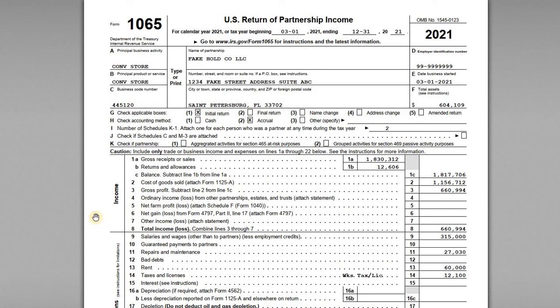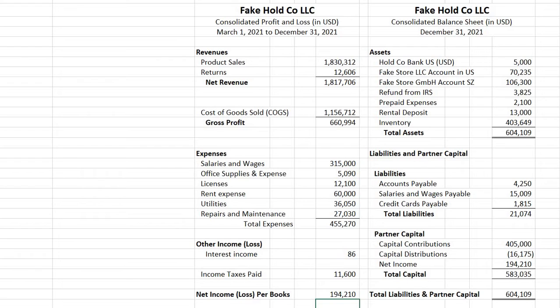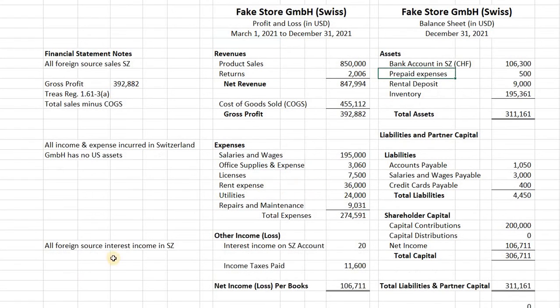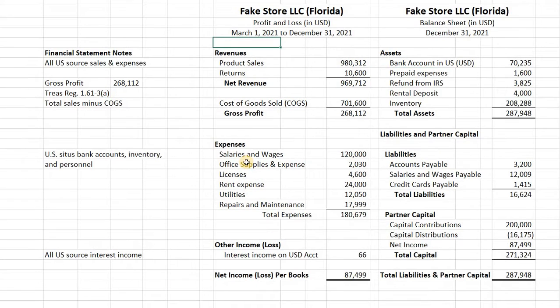So I think the first thing that we'll start with here are the financial statements themselves. Again, what we have here is three sets of financials. This is a consolidated one, we've got the Florida one, and then the one for the German entity. Now remember, it's important for each entity to keep its own books and records, and so when we have the books created for each of the two subs, then those numbers can be consolidated onto the consolidated group of financial statements that's ultimately being used to complete the 1065.